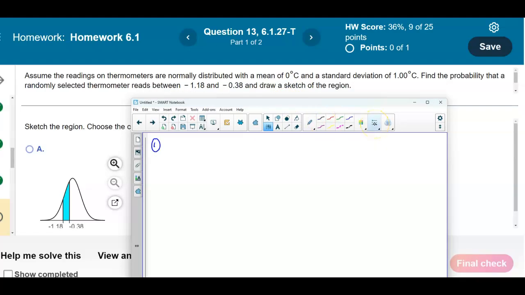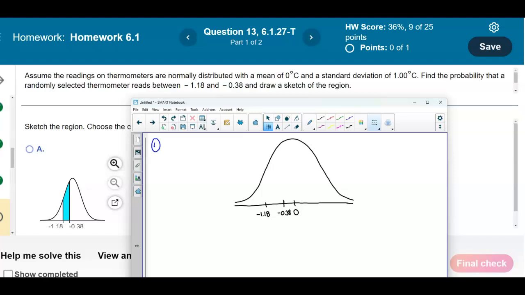So what we're going to do is draw a bell curve. And recall that we have a mean of 0 degrees Celsius with a standard deviation of 1 degree Celsius. And so again, we want to find the probability that a randomly selected thermometer reads between negative 1.18 and negative 0.38. So to the left of 0 is going to be negative 0.38. That's going to be our first z-score. And then to the left of that is the second z-score of negative 1.18.